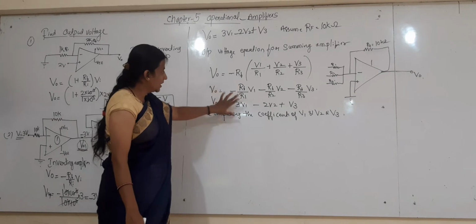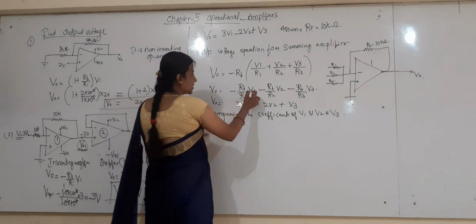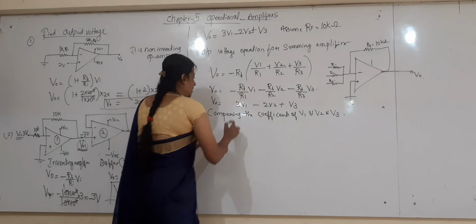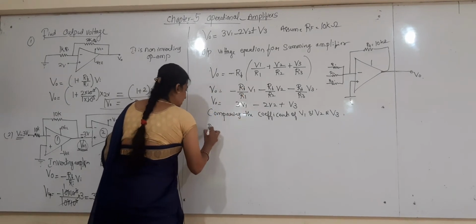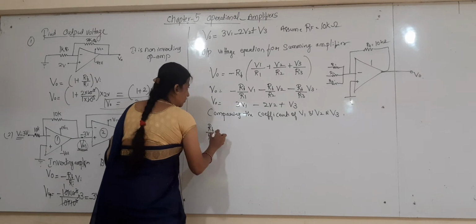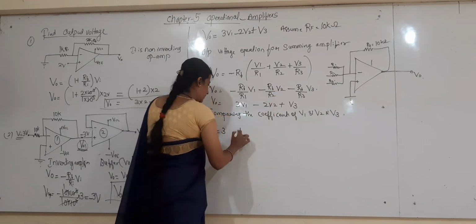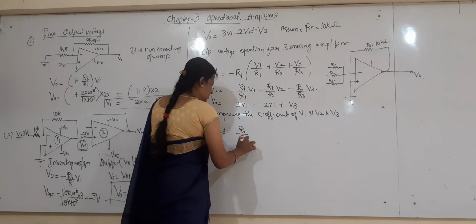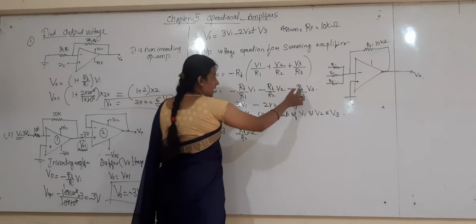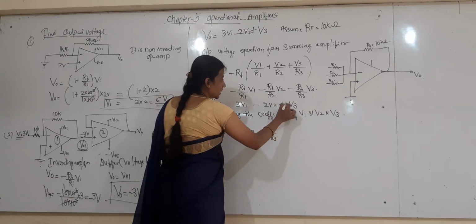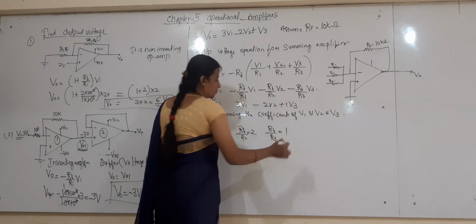Now comparing these coefficients, the V1 coefficient is RF by R1. RF by R1 is equal to 3. Similarly RF by R2 is equal to 2. Similarly RF by R3 is equal to the coefficient here, 1.